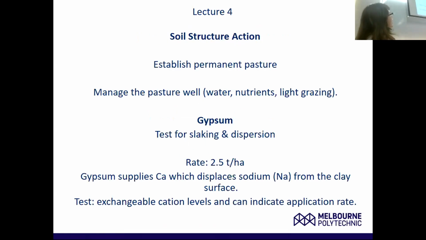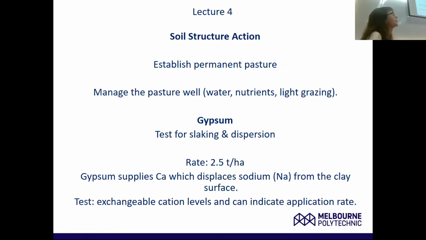So soil structure action, this enables permanent pasture establishment, can really help with your soil structure. So if you've got bad soil structure, stop cropping, put a pasture on it, put some animals on it. That's usually one of the best recommendations. Manage the pasture well with respect to your water, your nutrients, and your light grazing. So you don't want to encourage a lot of grazing, because what will happen with grazing? What do animals do? They compact, yeah. Particularly horses. We haven't got a horse person here today, but if you're online, horses, yeah, big problem with compaction on some soil types.